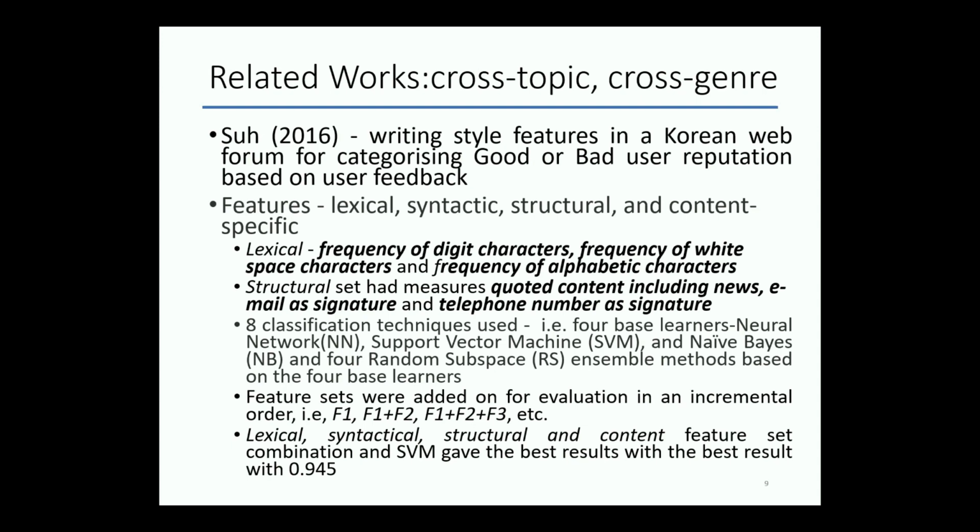And then for classification techniques, they used 8 techniques. That is, 4 of them were base learners, and then 4 were random subspace that were actually based on the 4 base learners. And the method they took was using the feature sets in an incremental order. So they took the first feature and added the second feature, and then added the third feature, and so on. So they built it incrementally in order to evaluate whether those features work well in cross-topic and cross-genre. So the lexical, syntactic, and structural and content feature set combination was the one that gave the best combination, and with SVM, and the result was an AUC of 0.945.